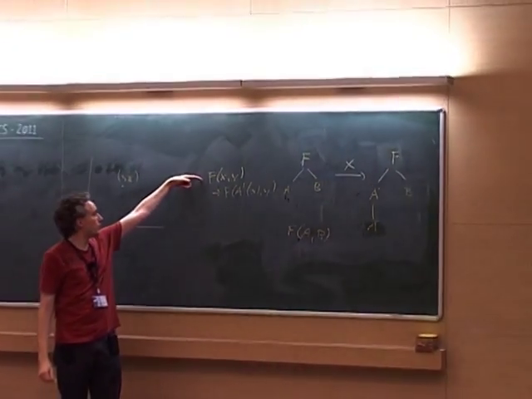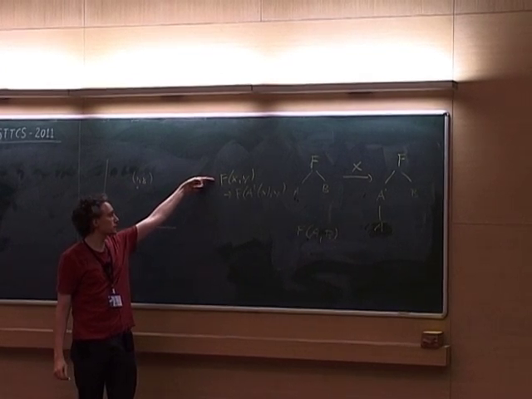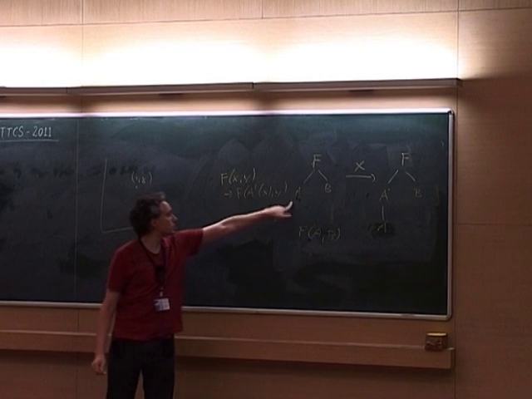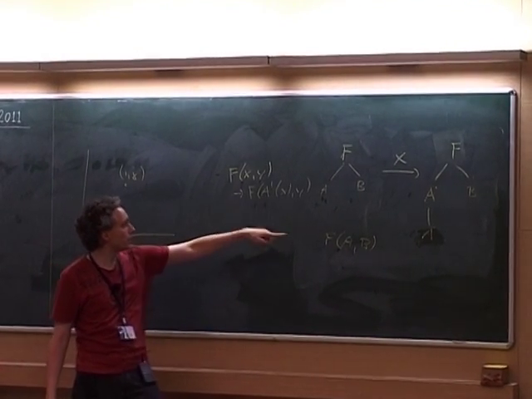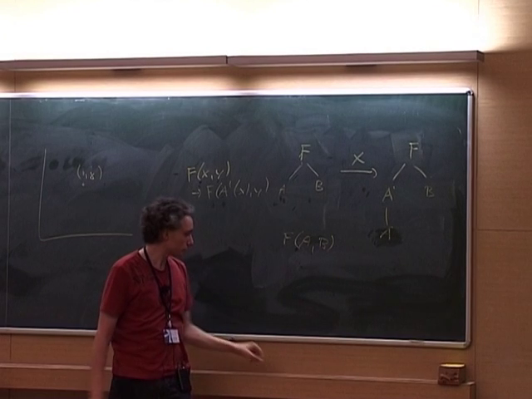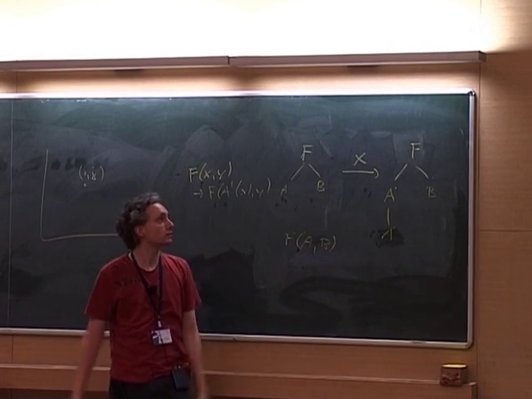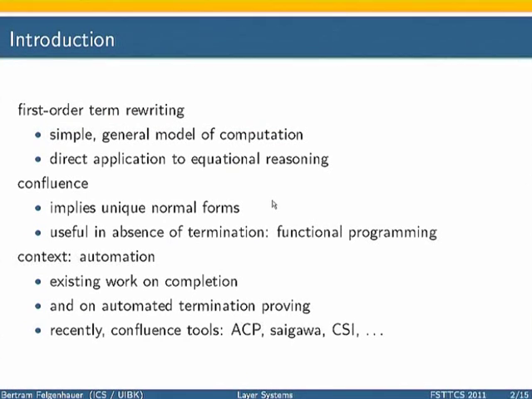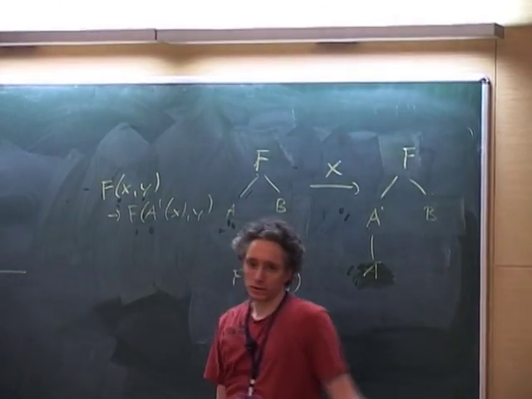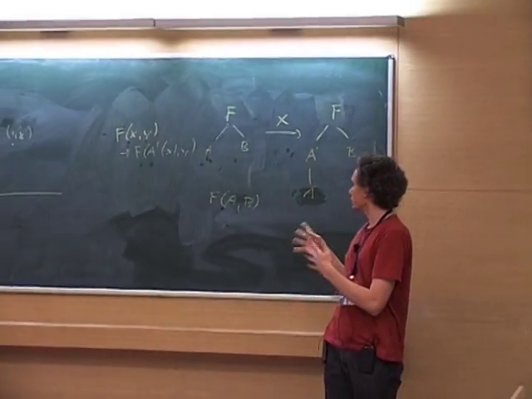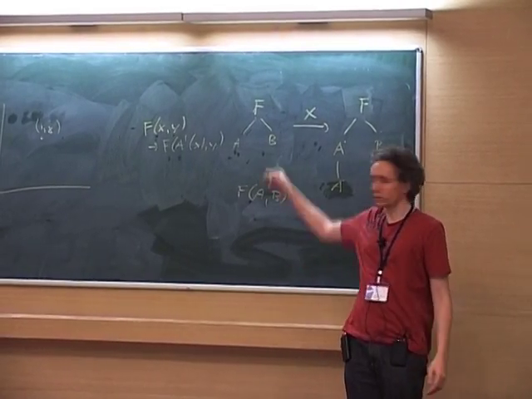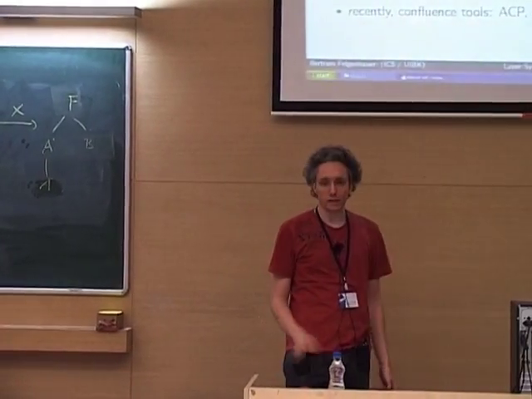And this left-hand side has an instance where we replace X by A and Y by B, which results in this term. And using the same substitution for the right-hand side, we obtain this term. So that's what first-order term rewriting is, and that's what we are talking about. The origin of this is actually equational reasoning, where, for example, F could be addition, and we could have a rule like this that X plus Y equals some right-hand side. That wouldn't look like this, but we will actually see an example later.